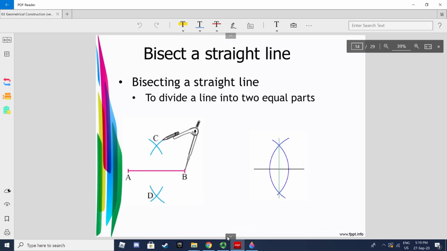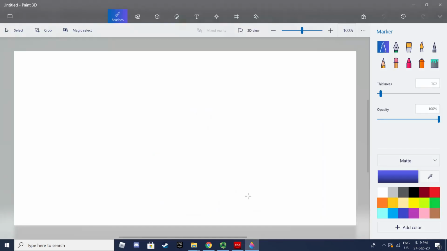We'll go to the first one, which is to bisect a line. By bisecting a straight line, the function is to divide a line into two equal parts. Let's say you have your own geometrical set here. I draw here by using freehand, just to show you the technique. Let's say it's given to you a line, like this. Let's say this one is 3 cm. How are you going to construct the bisect? Let's say this is point A and this is point B.